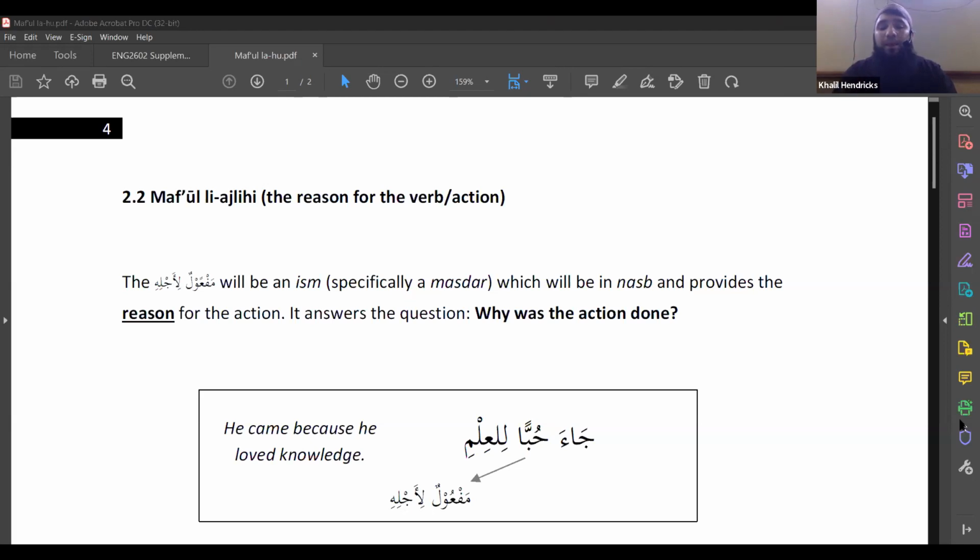But we have a verb ja'a, and we have a word after that that's in halatun nasb. Is it telling us what he did the action to? No. He didn't come to love, or actually, that is not even transitive. It's not telling us how he did the action. It's not telling us when the action was done. It's telling us why he did the action, why he came. He came out of love, because of his love for knowledge.